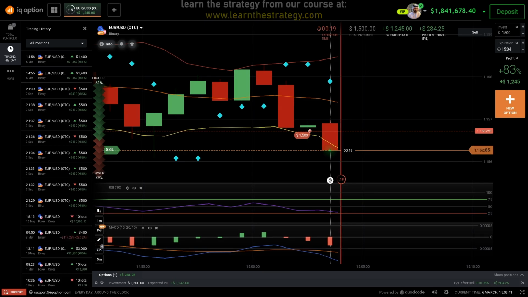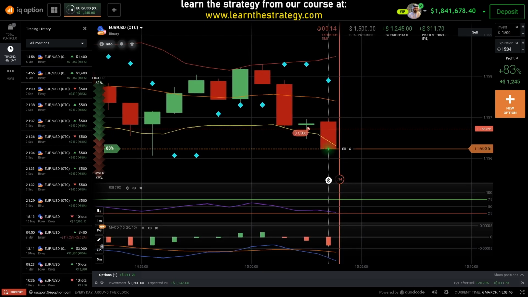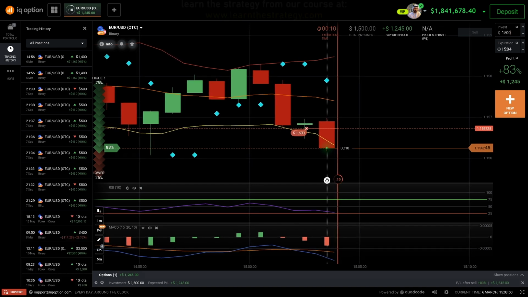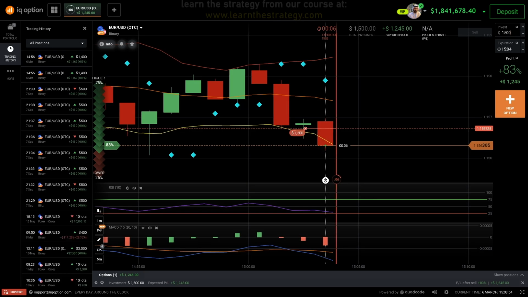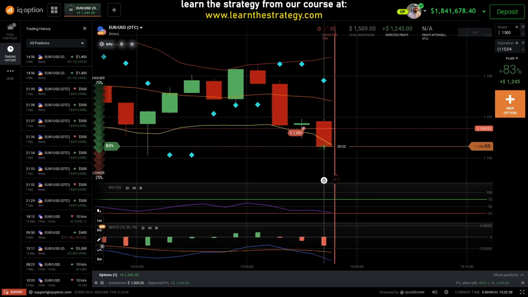The strategy uses a maximum of four indicators. I don't advise you to use moving average, even though it's a good indicator. But for me, when I'm trading short-term trades, I'm not using moving average.